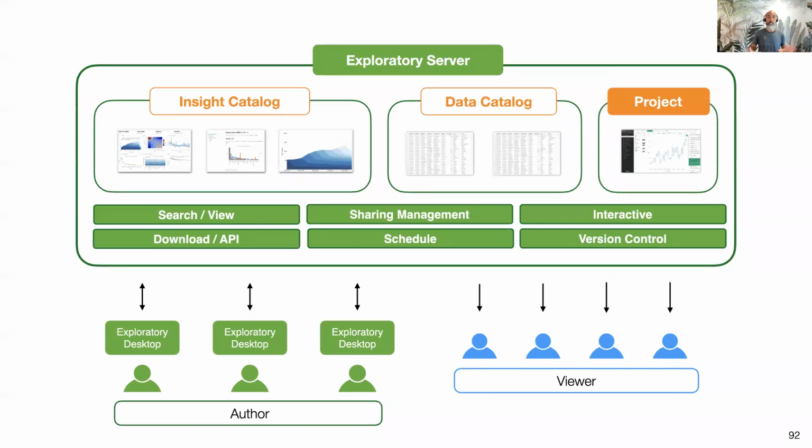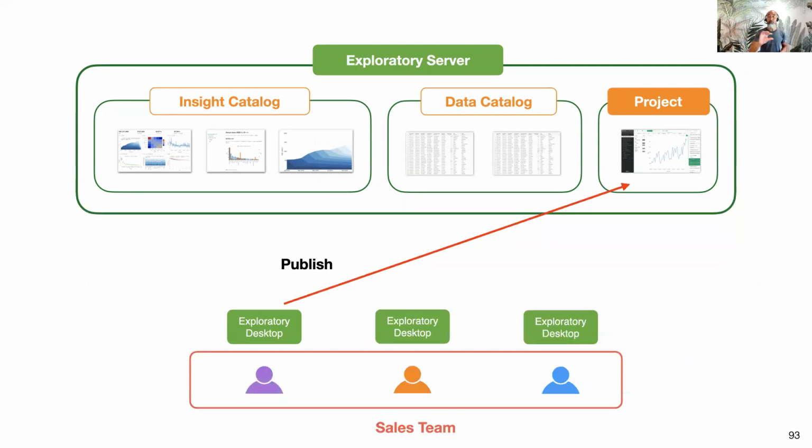Then what happens is, on Exploratory server, we used to have an insight catalog where you publish the charts, dashboards, notes and so on, and a data catalog where you publish the data. Basically a very similar experience, but there are two things. And then recently we added this project catalog. In this project catalog is where your project will be stored when you publish. This is all in our Exploratory server, our cloud hosted version of the server.